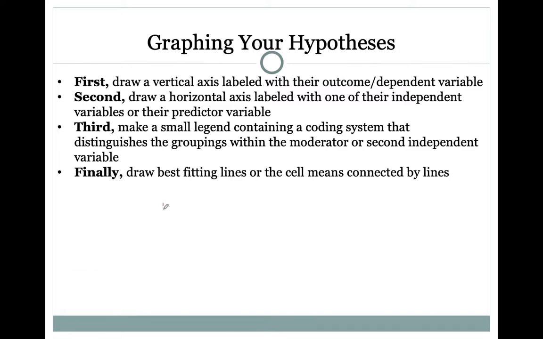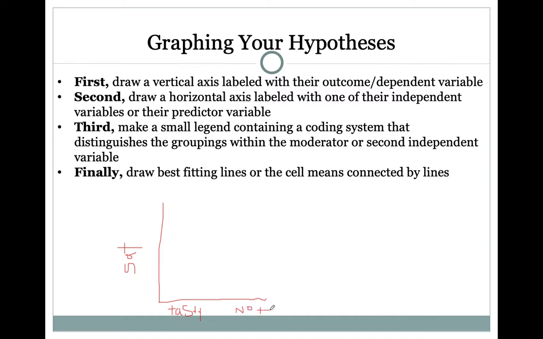So vertical axis with the outcome. So this is satisfaction from the last example. Satisfaction. Second, you have a horizontal axis labeled with one of your independent variables or predictor variables. I'm going to do tasty versus not here. Tasty versus not.